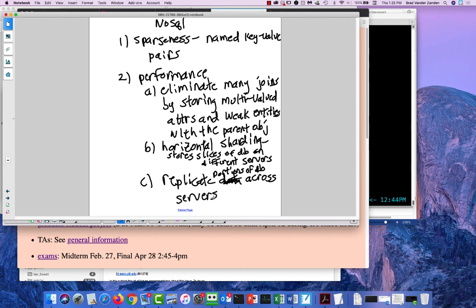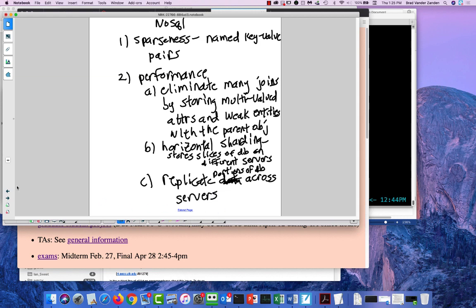Okay, so horizontal sharding. I'm not going to get into it, but they actually use a hash function to hash documents to different servers. And then if a server goes down, they only have to effectively rehash the documents on the server that went down.